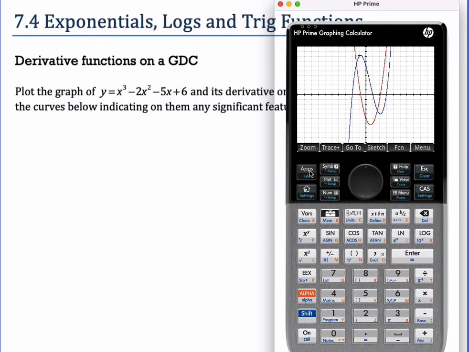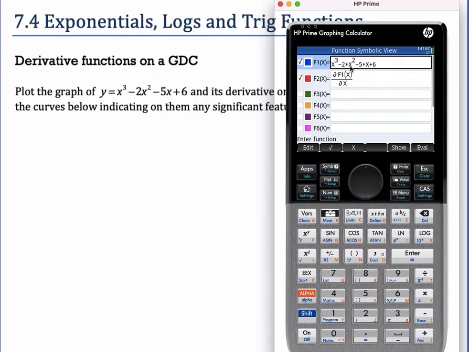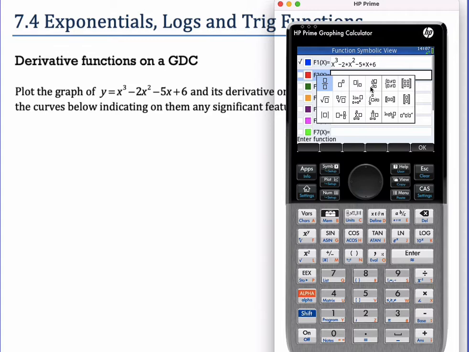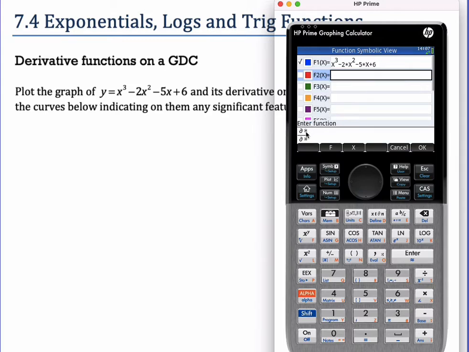So we need to go to function. We can type in the function into F1, and then to graph its derivative in here, let me just show you how to do that. Click on this derivative button here. You can simply type in F and F1, just make it look like that, F1 bracket with an X in there. It'll find the derivative of the function in F1.